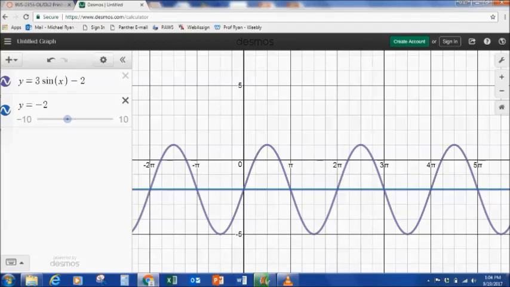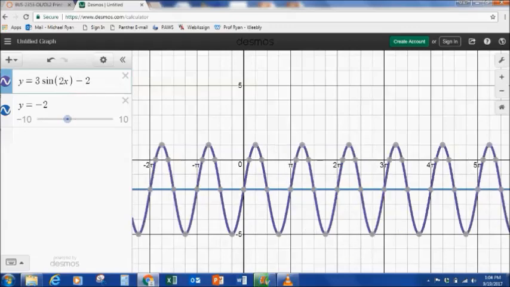Now, there's one more thing we can change. We could put in, let's say, a 2 with the x. So this just became 3 sine of 2x minus 2. What that means is now there are 2 full cycles of the sine function. So it goes up, down, and then up, down again before it reaches 2 pi. So 2 pi is an important number here. Look at 0 along the x-axis and then go to the right over to 2 pi.